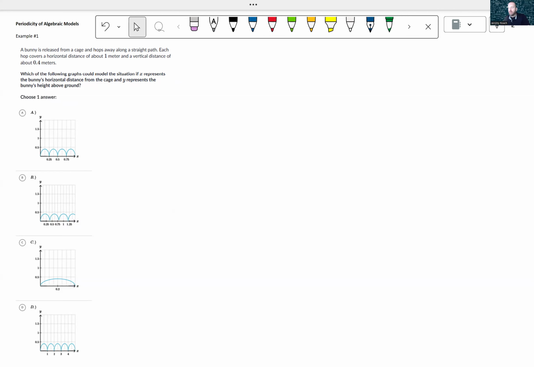So X is horizontal distance. We know X is equal to 1 for each bunny hop. And for each bunny hop, Y is the vertical distance, 0.4. So we just have to find which graph matches this. And we can see that each hop is on the graph here with these different hops. You can see it on each of the times that the bunny hops. It would follow just like how a bunny is hopping.